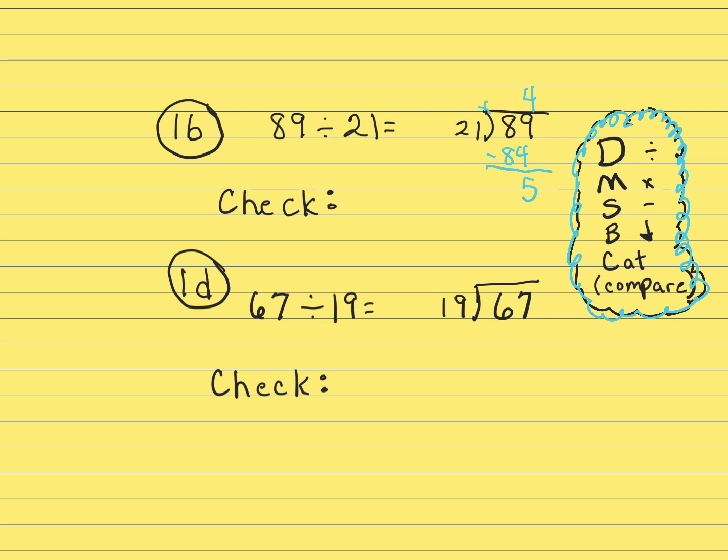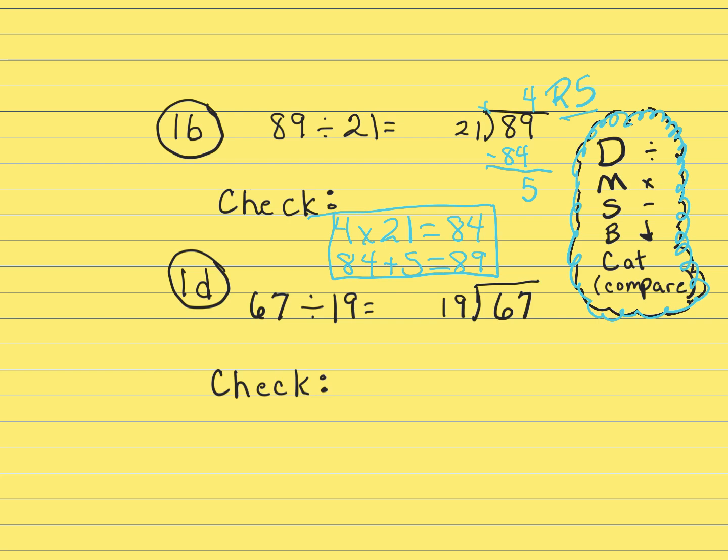And I see that 5 is less than 21. I'm comparing. So up here, I'm going to have a remainder of 5. And to check that, we multiply 4 times 21, and you would get 84, just like in your problem here. And then you have to add in your remainder to see if it equals 89. So we would take 84 plus 5 remainder, and we would get 89.